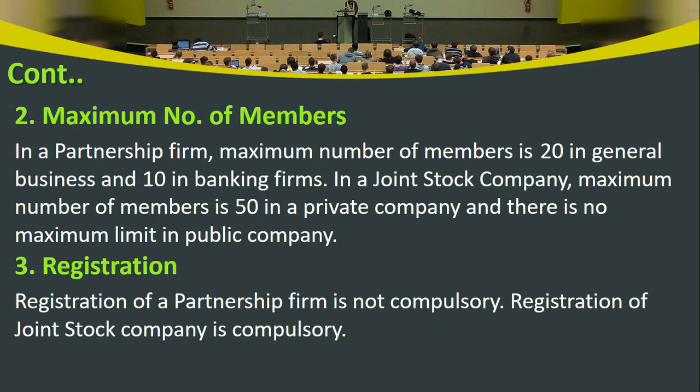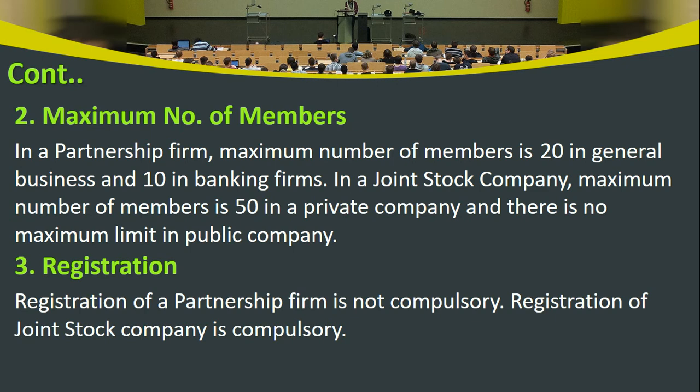Come to registration. Registration of a partnership firm is not compulsory. Registration of a joint stock company is compulsory. As we studied before, the joint stock company needs a lot of formalities. It's a long process. That's why it consumes much time. So therefore, it takes a lot of time.